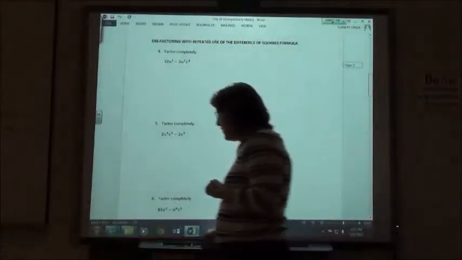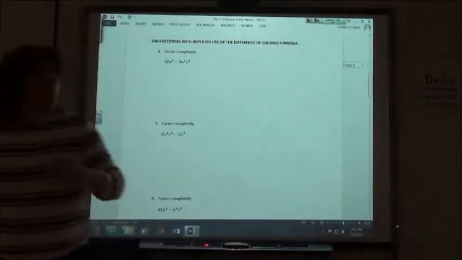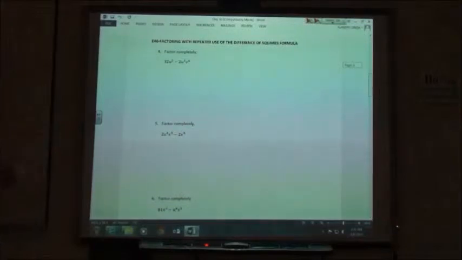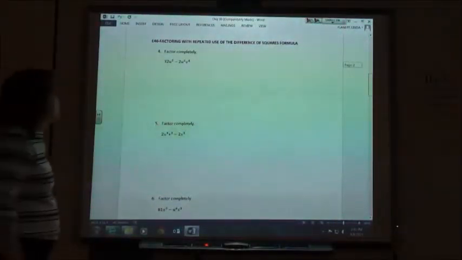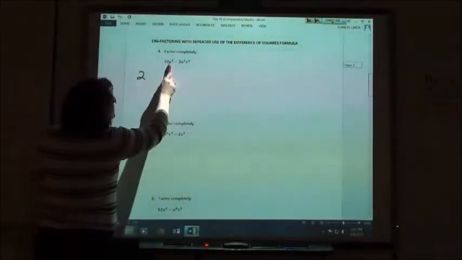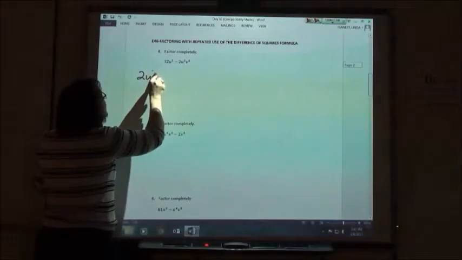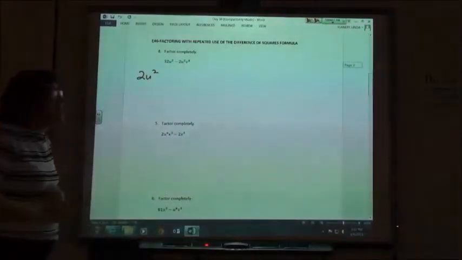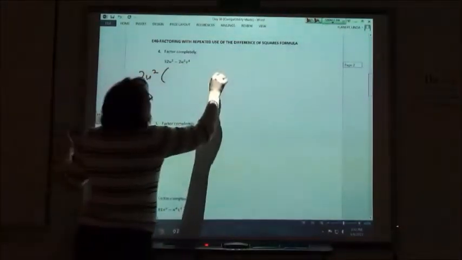Repeated use of difference of squares. Notice again the directions say factor completely. Whenever it says factor completely, it gives me a hint: look for a greatest common factor. 32 and 2 are both divisible by 2. I've got a u squared and a u squared, so I can take out the u squared. They both have that in common. I'm going to divide that out.